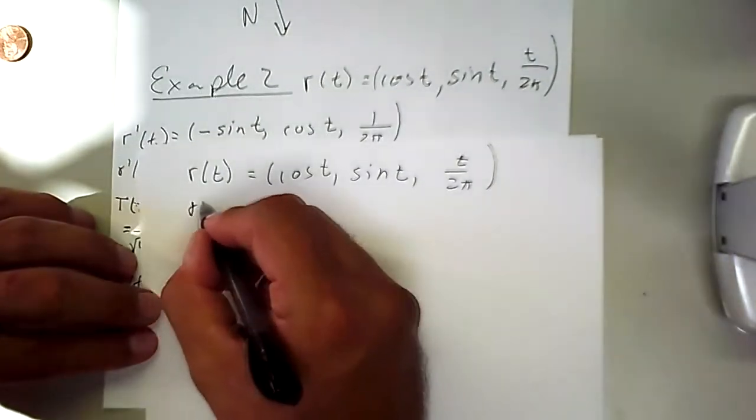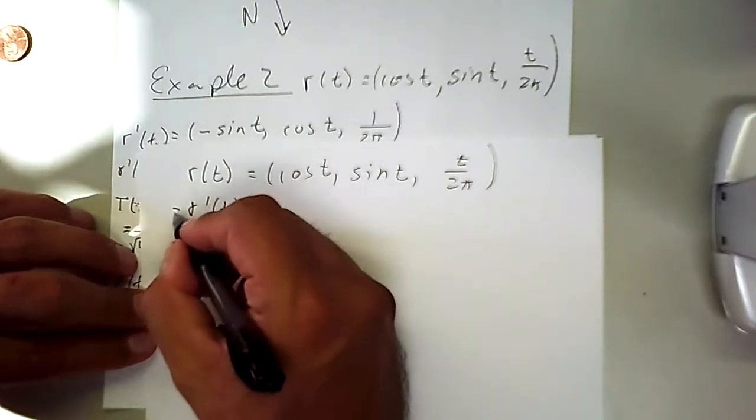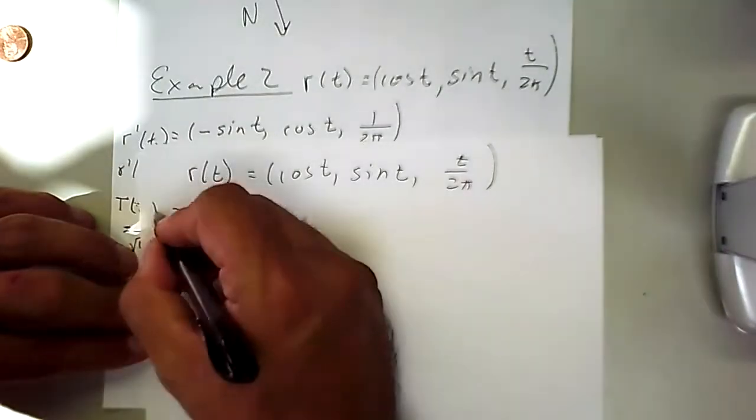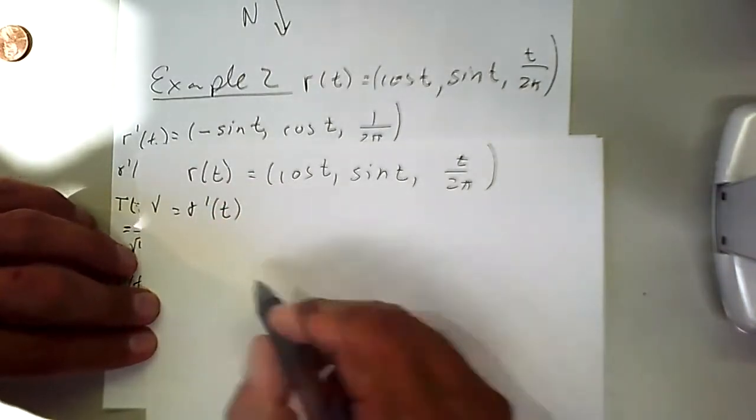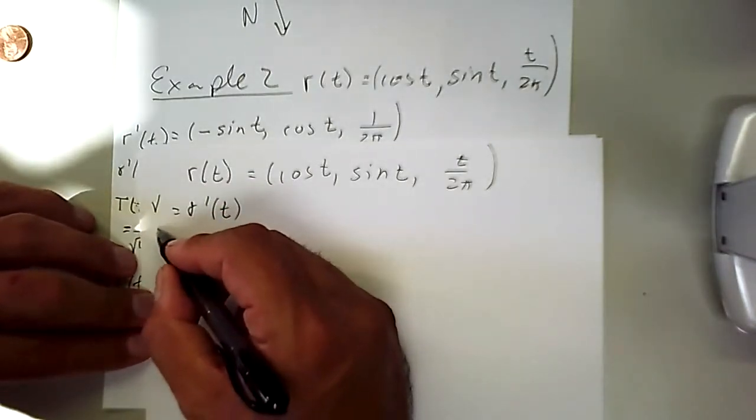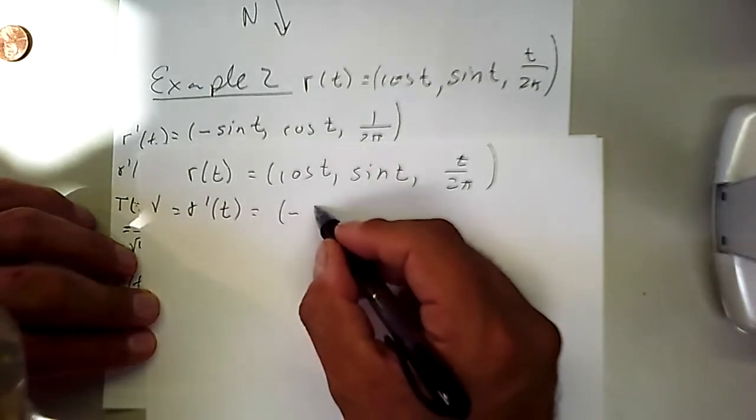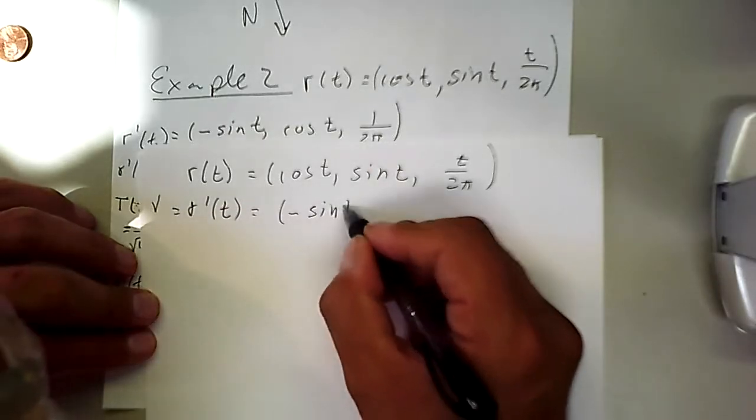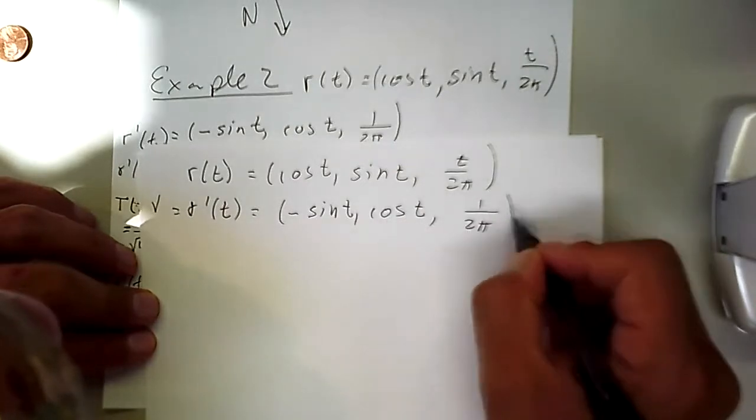Okay, so the velocity, by the way, we're going to label as v, and the magnitude of the velocity is going to be written as script v. I'm going to go back to that in a moment. Anyway, so this is negative sine of t, cosine of t, and 1 over 2 pi.